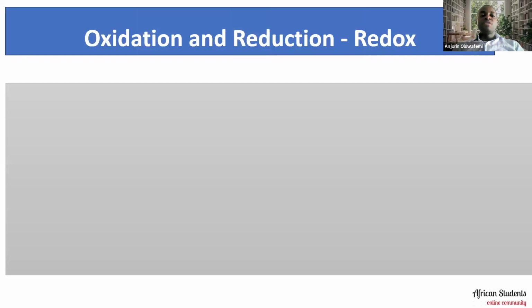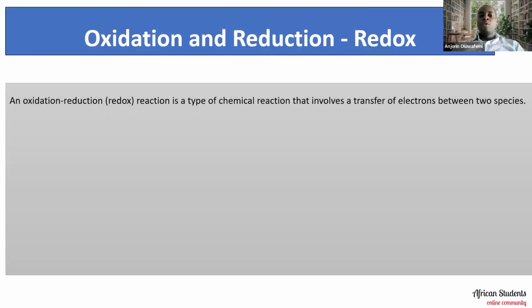And let's start off with a simple definition of what oxidation and reduction is, which we will refer to as redox. Now, an oxidation reduction reaction is a type of chemical reaction that involves a transfer of electrons between two species. Note this, which is very, very important: it is a type of chemical reaction that involves what? A transfer of electrons between two species. That is what an oxidation reduction reaction is all about.